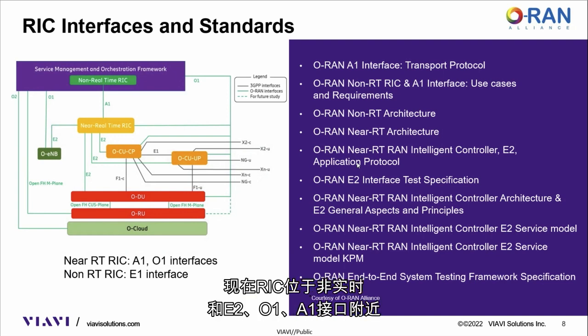Now, the RICs, both near and non-real-time, and the E2, O1, A1 interfaces, they're all specified by O-RAN Alliance specifications. Now, on screen is a list of the documents which need to be referred to and complied with when developing a RIC or an XApp or an rApp. And these can all be found on the O-RAN Alliance website.